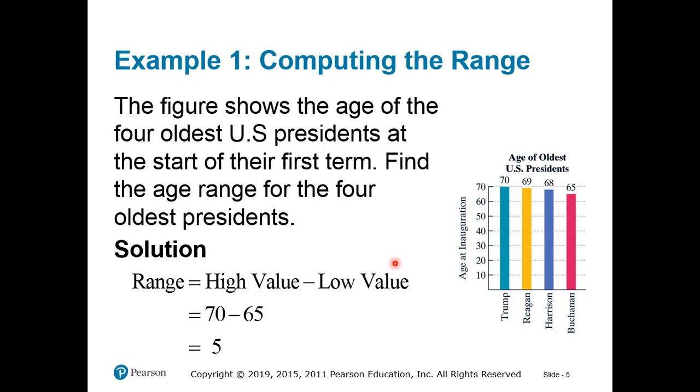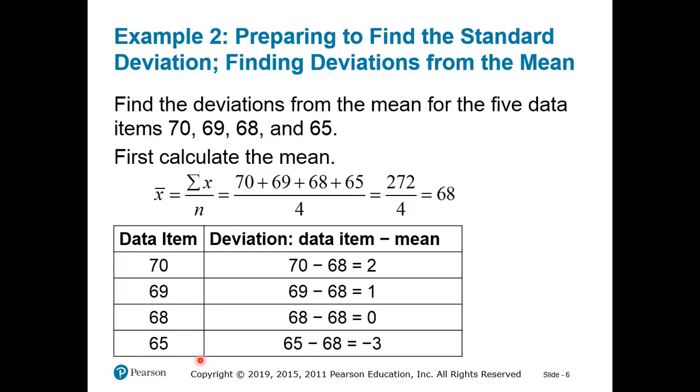Here the figure shows the ages of the oldest U.S. presidents at the start of their first term. We want to find the range of the four oldest presidents. We have Trump, Reagan, Harrison, and Buchanan. At the beginning of their term, when they first took office, here are their ages. So what's the range of their ages? Well, it'll just be 70 minus 65, which is 5 years. Okay, that's it.